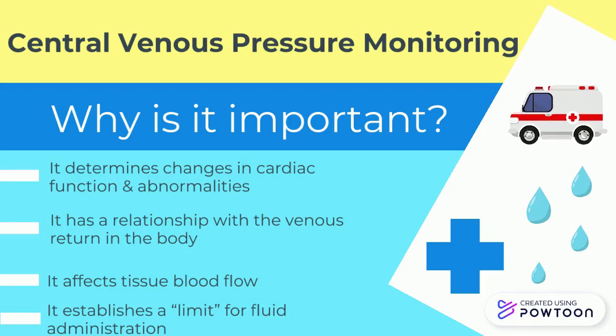Second is, it has a relationship with the venous return in the body. Since venous return is usually simplified as a continuous flow returning to the heart, the mean value of CVP throughout the entire respiratory cycle has to be used. Third, it affects tissue blood flow. A high CVP value could decrease the CVP gradient, which in return could also result in a reduced capillary and organ blood flow.